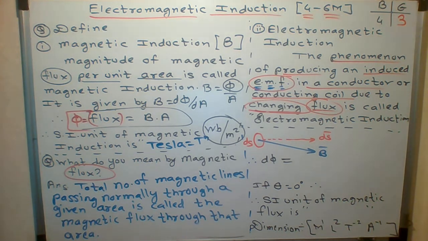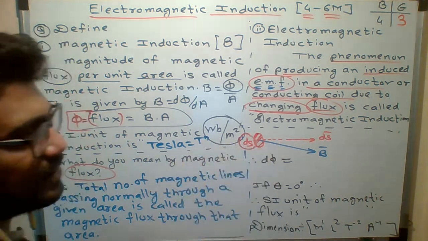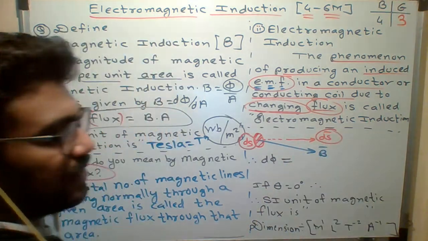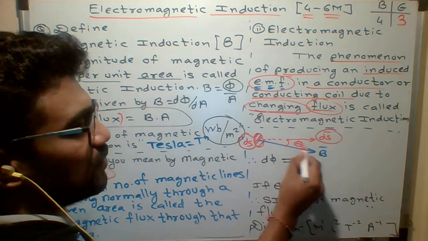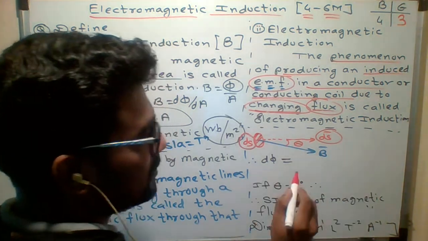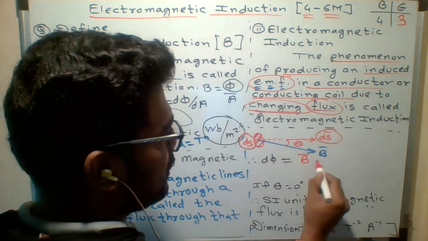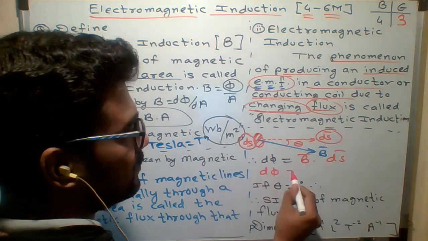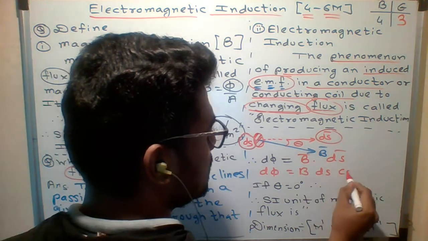For example, if I take this particular area, dS, the dS vector is perpendicular to that area, and this is the direction of magnetic induction. The angle between them is, suppose, theta. So what I get is B vector dot dS vector as the formula. The change in flux is given by B into dS multiplied by cos theta. That is the formula. Remember this.